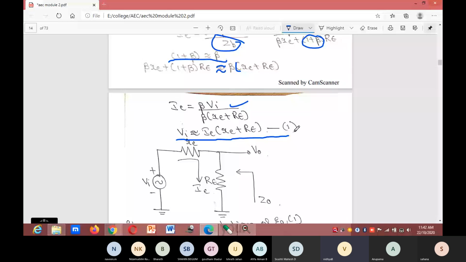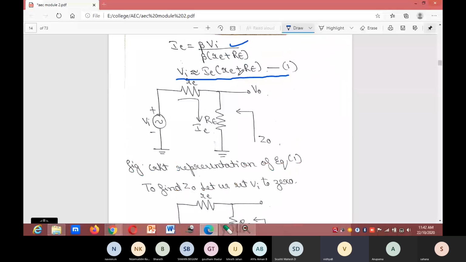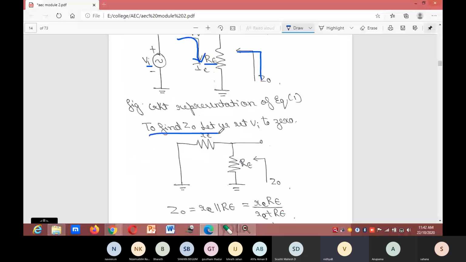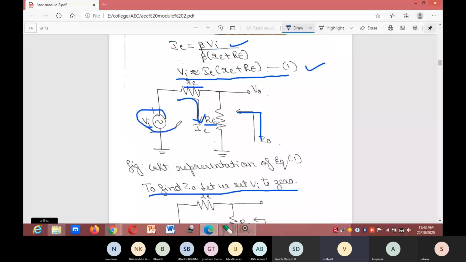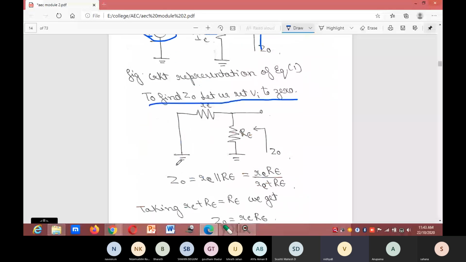Next, circuit representation of equation 1. This equation we have represented in a circuit, that is input voltage and resistance capital RE, and current IE is flowing. And this is Z0. To find Z0, let us set Vi to 0. To find Z0, we will make the source 0, so that we can find Z0.